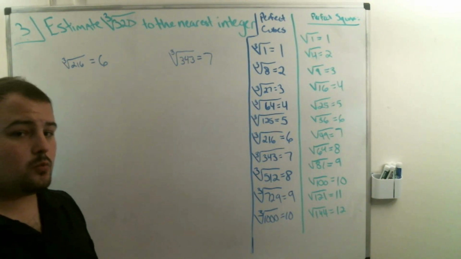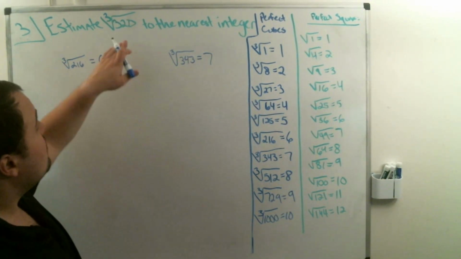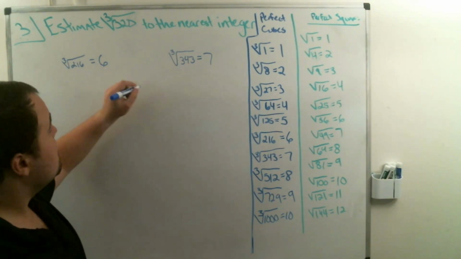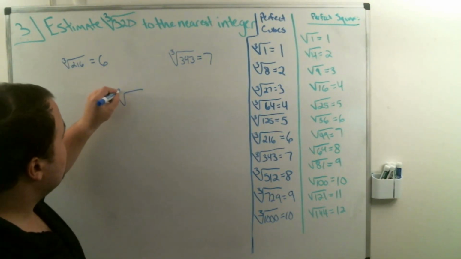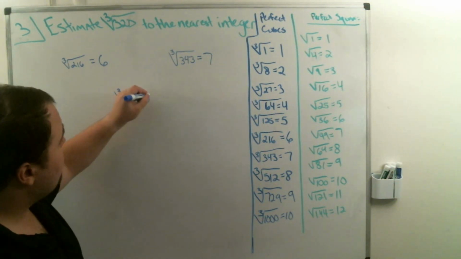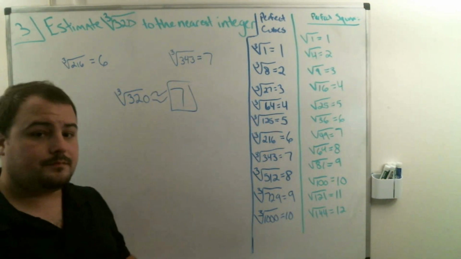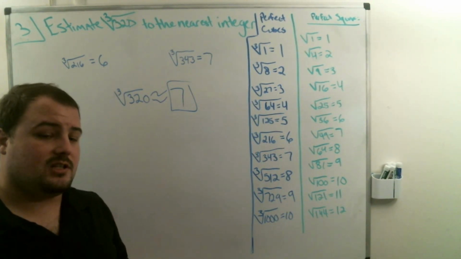Well, the next question is, which one is it closer to? Well, 320 is actually closer to 343, so I'm going to say that the cube root of 320 is about 7. And that would be my answer to this problem.